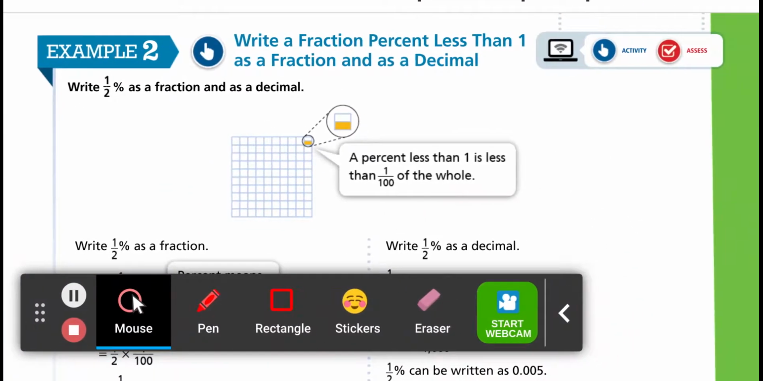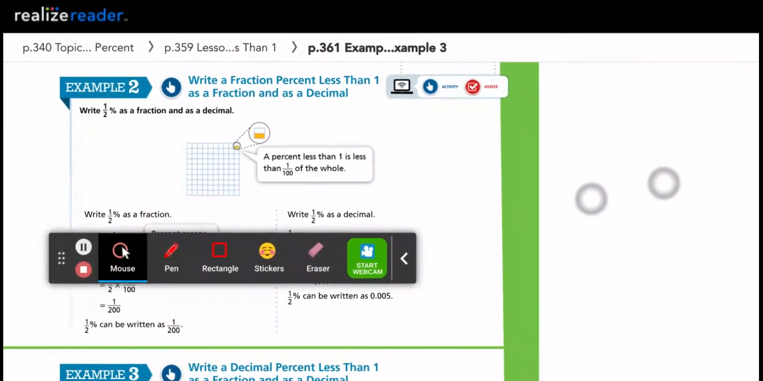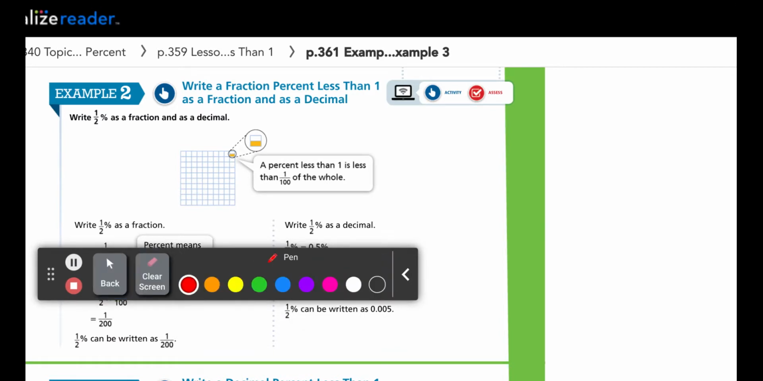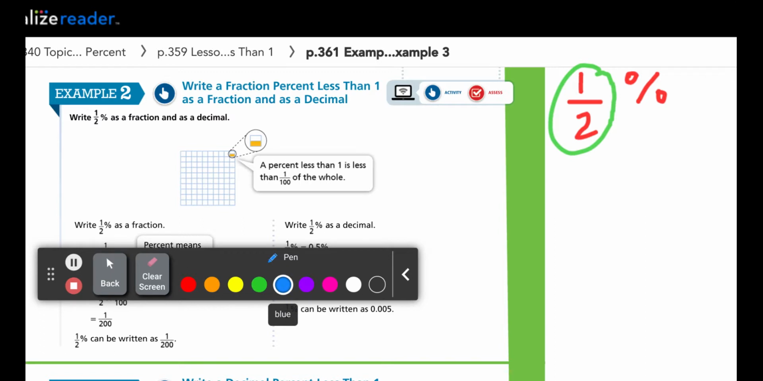So we have to write 1/2 of a percent as a fraction. Well, let's get started by solving this the same way that we normally do. If we have 1/2 of a percent, let's write that as a fraction. So we take that number, the 1/2, and I'm going to rewrite it, 1/2 over 100. It looks funky, I know, but let's just use the same procedures. You take the number, you write it over 100.